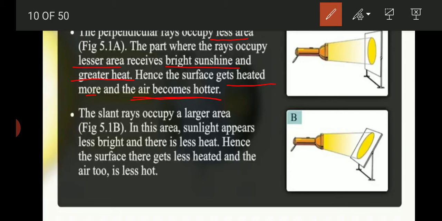Now we will talk about the slant rays. The slant rays occupy a larger area. You can see in the second diagram. In this area, sunlight appears less bright and there is less heat. Hence, the surface there gets less heated and the air too is less hot.